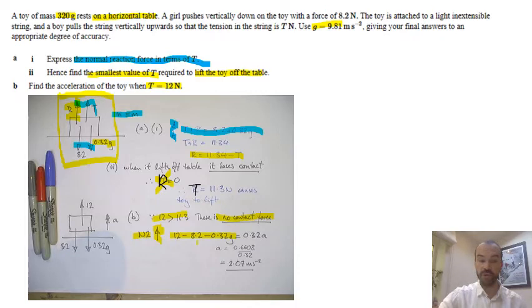The girl's still pushing down on the object. The object still has a weight. It's the reaction we don't have, because we know that 12 newtons is enough to make it lose contact. No contact, no reaction force. And that's equal to mass times acceleration. That gives an acceleration of 2.07 meters per second squared.